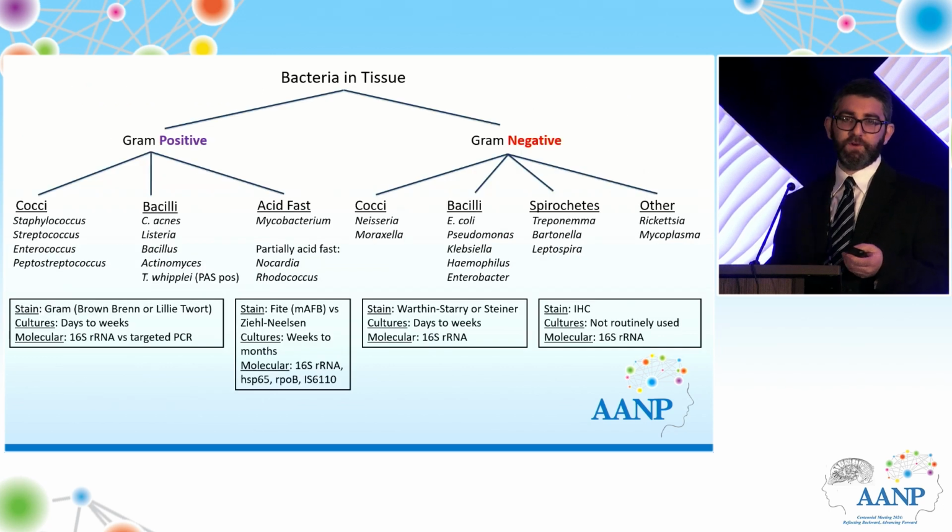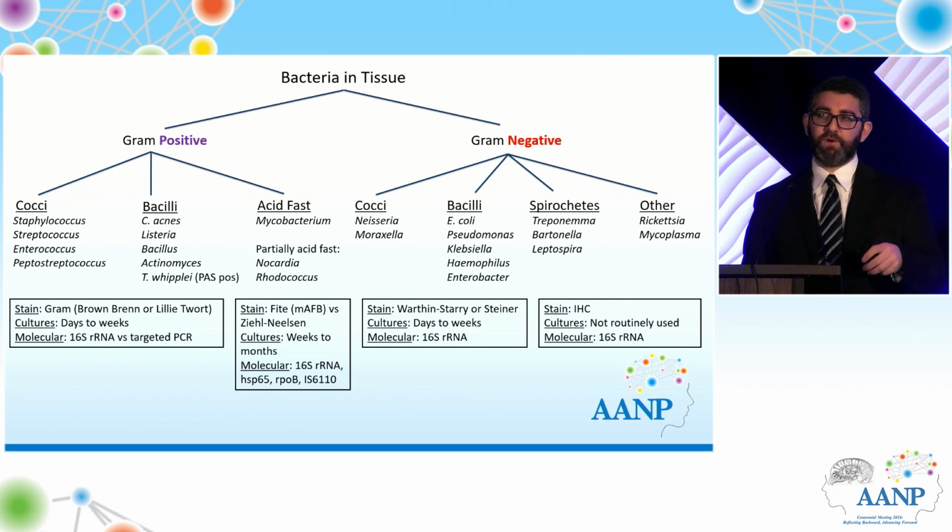So you can look at this in the slides afterwards. This is just the overall general approach that I use in trying to figure out the best way to diagnose different groups of bacteria. So you have your gram positives, and in almost all cases, the best stain for that is going to be a gram stain, unless it's an acid fast bacillus, and then you'll need an AFB stain.